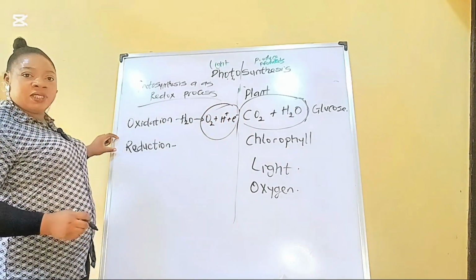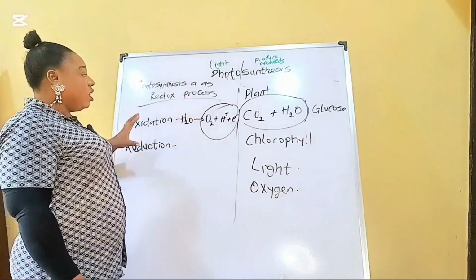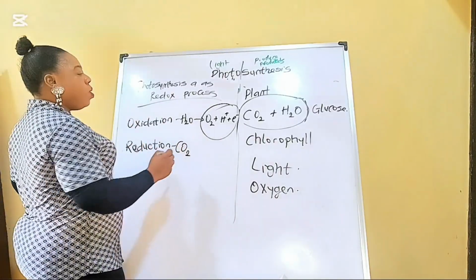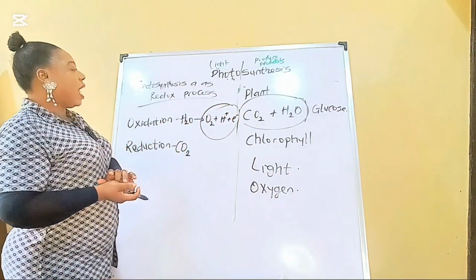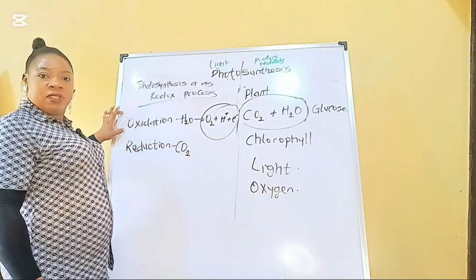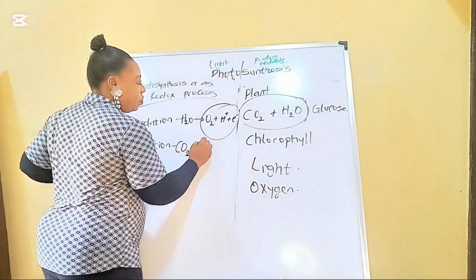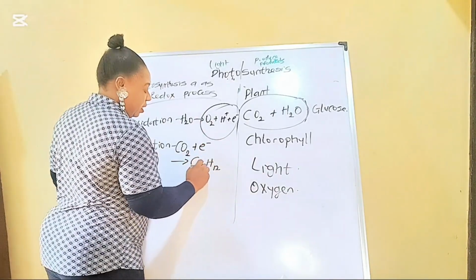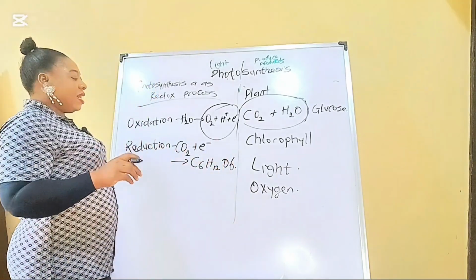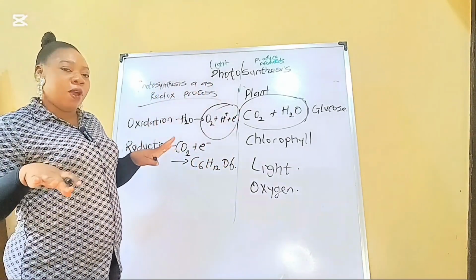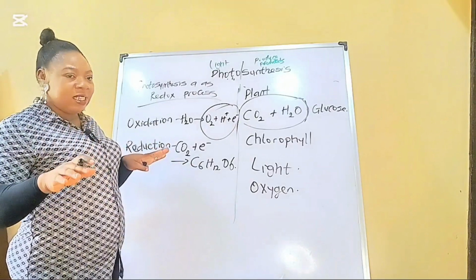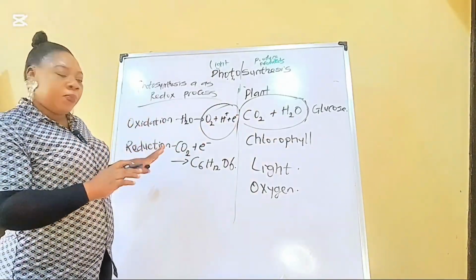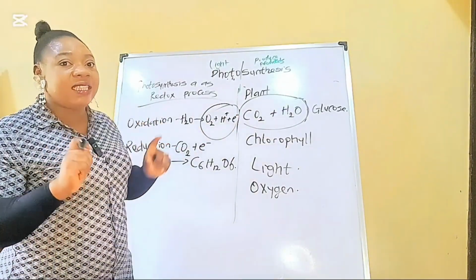Now, in the reduction process, remember I said that it is what this one is giving us that this one will take up. So in this reduction process, CO2 will take up the electron that was released from this oxidation process. So through this process, it will now be able to give us our glucose, which is C6H12O6. That is just the summary of how these processes occur in photosynthesis that involve the CO2 and the H2O. We'll be moving deeper into that as time goes on so that we will understand that very well.